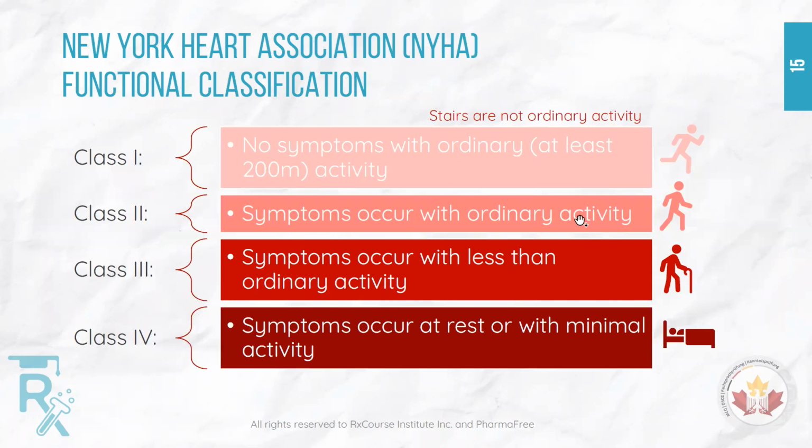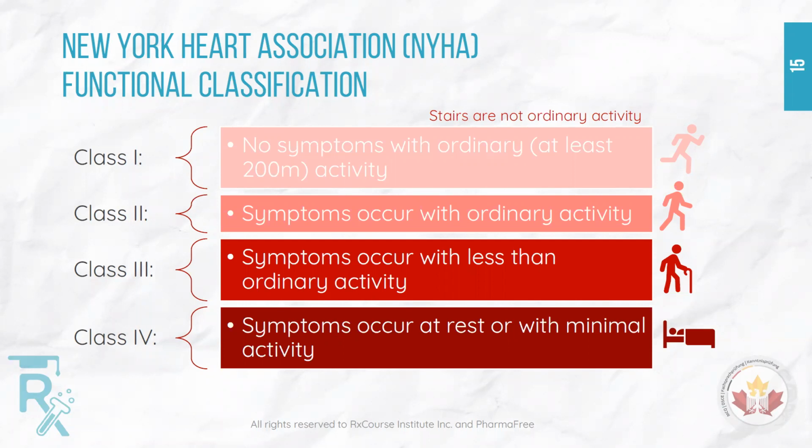The New York Heart Association classified heart failure into 4 stages: class 1, class 2, class 3, and class 4. In class 1, there are no symptoms with ordinary exercise or ordinary activity. Like if someone can walk for 200 meters without an issue, this is class 1.